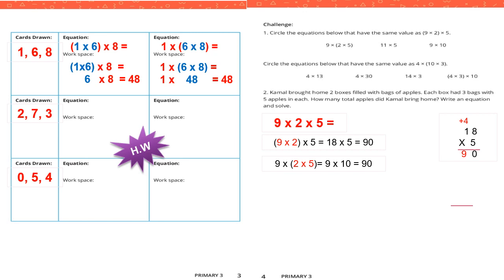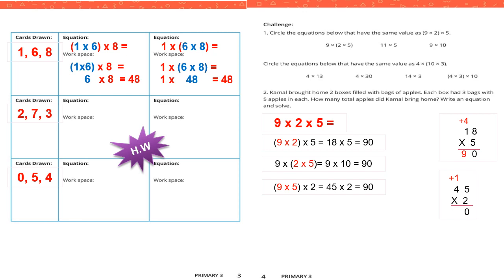In the second way, 9 times 2 times 5, I took 2 and 5 between two brackets. 2 times 5 equals 10. 10 times 9, 90. We studied it. Okay, I will take 0 out and 1 times 9 equals 9. The third way, I'll take 9 times 5 between two brackets. Then I will multiply by 2.